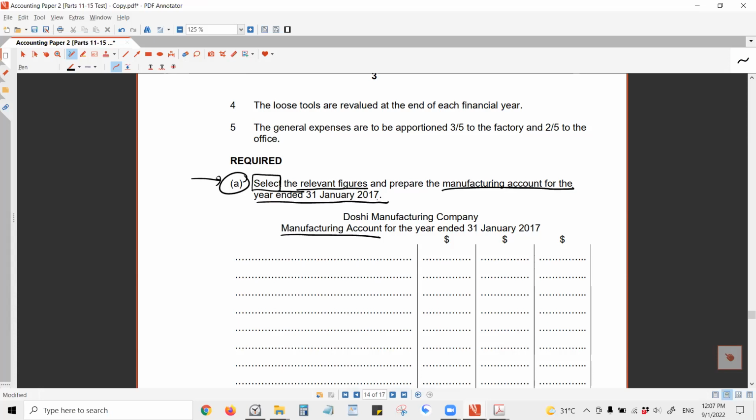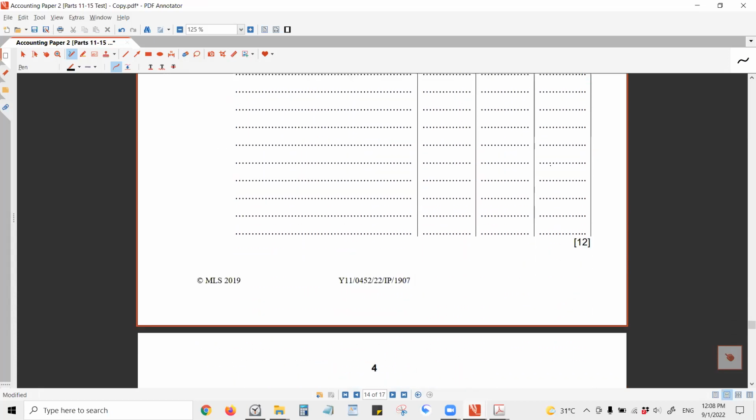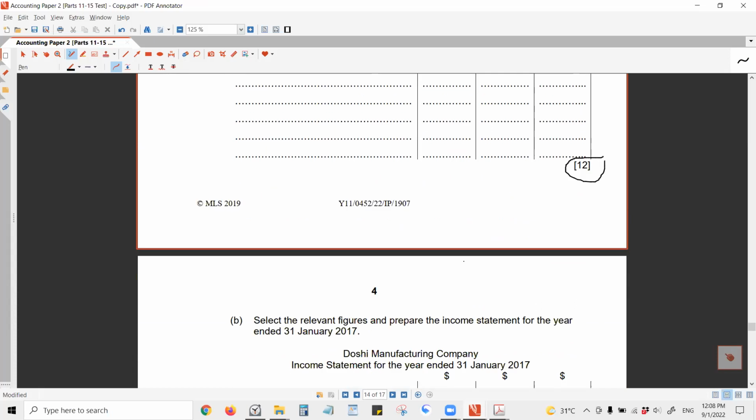So in this question, year end is 31st January 2017. What is the beginning of the year? 1st February 2016, 12 months backwards. 1st February 2016 is the beginning of the year. And this question is for a total of 12 marks.